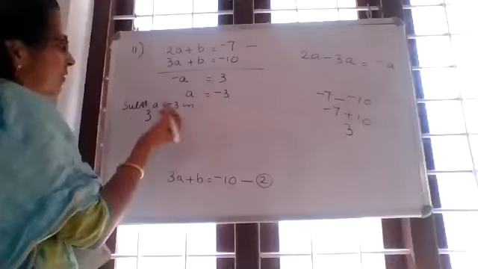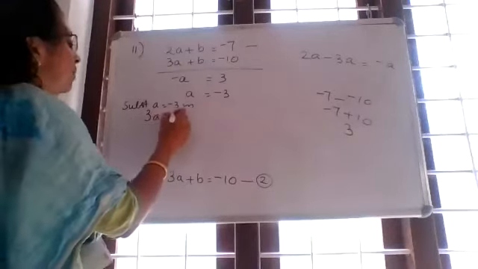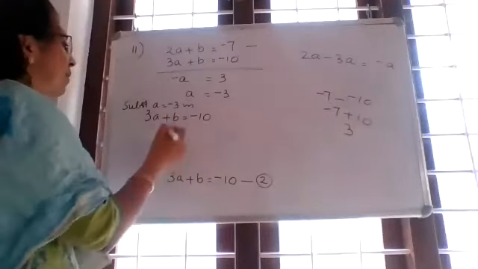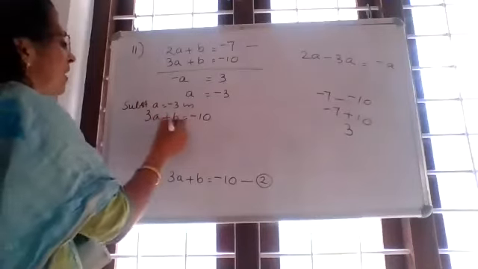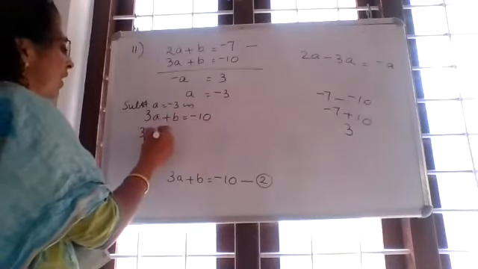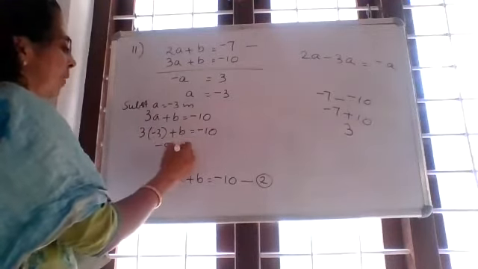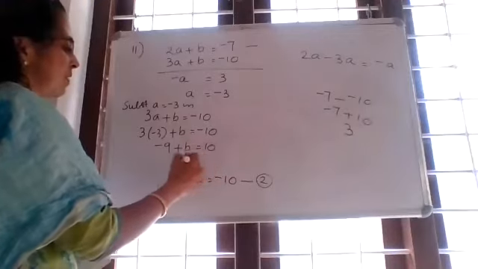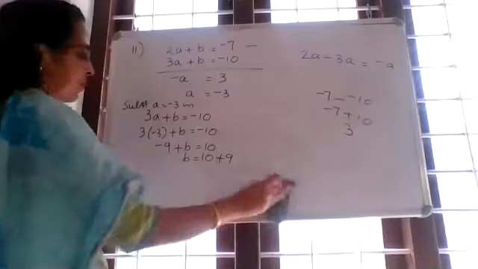Second equation or first equation? Second. Okay. 3a plus b is equal to negative 10. Same answer you will get, no problem. So 3 into negative 3 plus b is equal to negative 10. So negative 9 plus b is equal to negative 10. So b is equal to negative 10 plus 9. That is b is equal to 1.